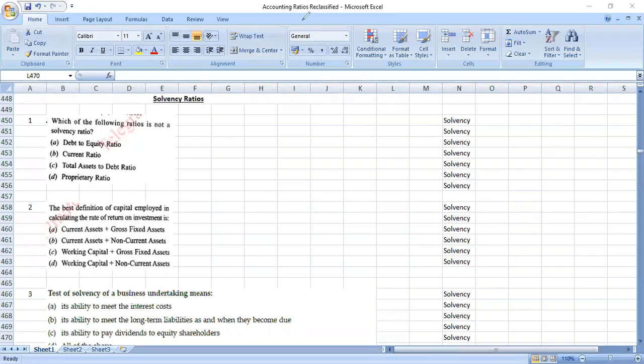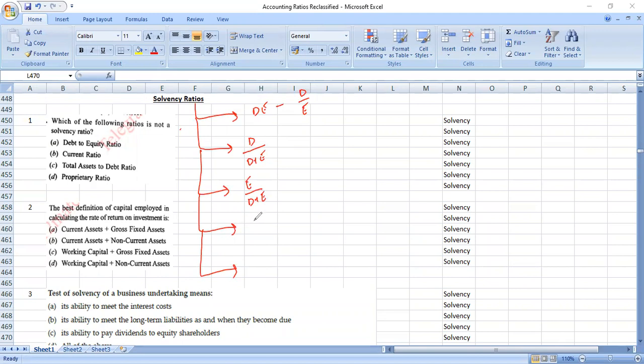All right, people. Now we'll be solving solvency ratios. According to syllabus, we have 5 solvency ratios. First is debt equity ratio, which is debt divided by equity. And then we have debt to capital employed ratio, which is debt divided by debt plus equity. Then we have proprietary ratio, which is equity divided by debt plus equity.